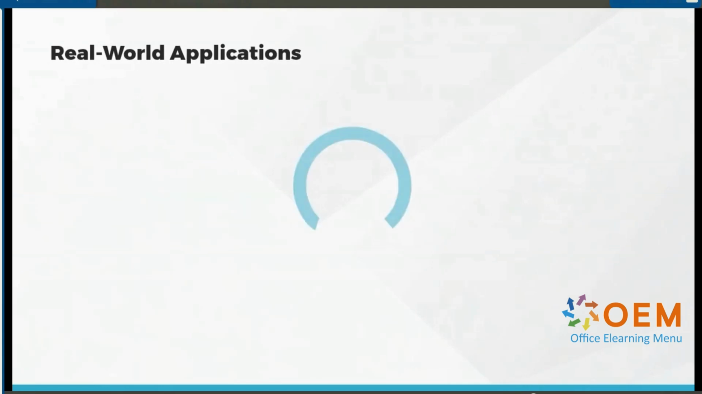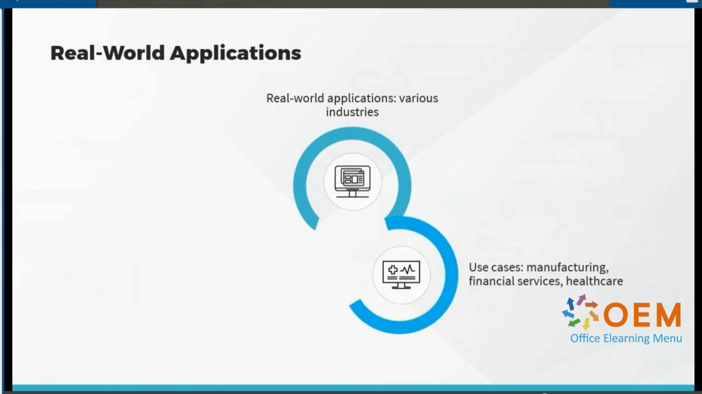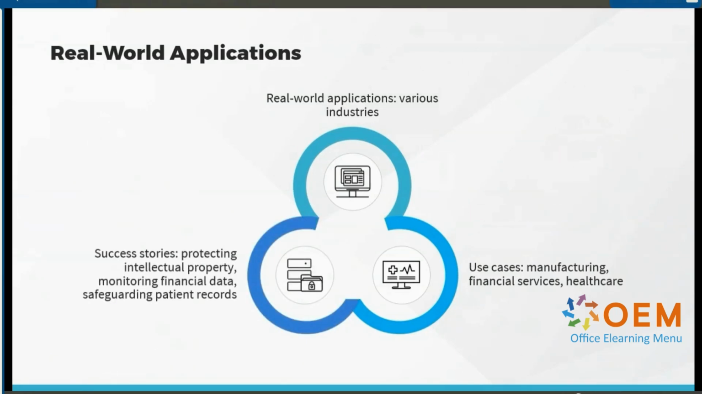At this point, we should take a look at some real-world applications of information protection features. Use cases from various industries highlight the effectiveness of sensitivity labels and data loss prevention in protecting sensitive information and preventing data breaches. For example, a global manufacturing company might use sensitivity labels to classify and protect intellectual property, ensuring that only authorized personnel can access and share proprietary designs. Similarly, a financial services firm might implement DLP to monitor and control the flow of sensitive financial data, preventing unauthorized access and ensuring compliance with regulatory requirements.